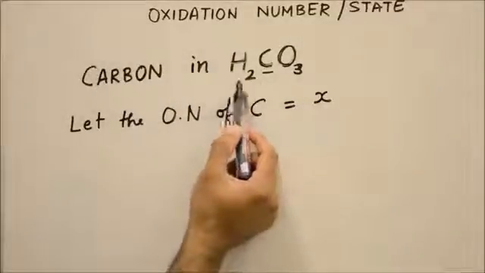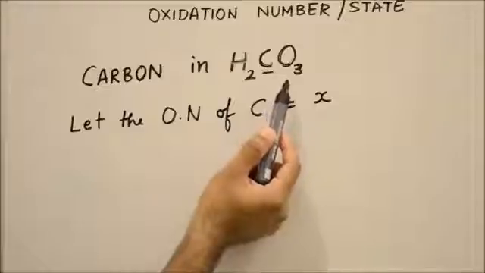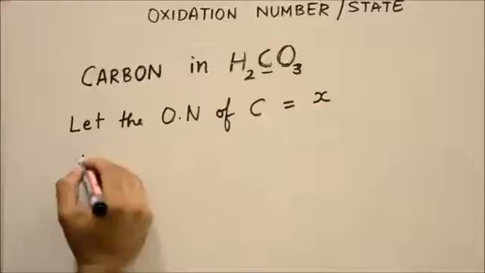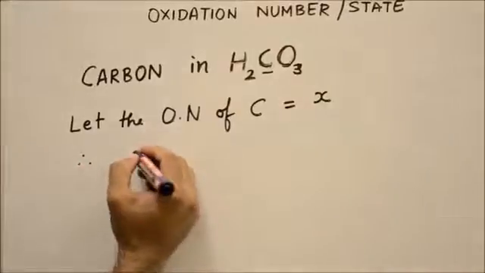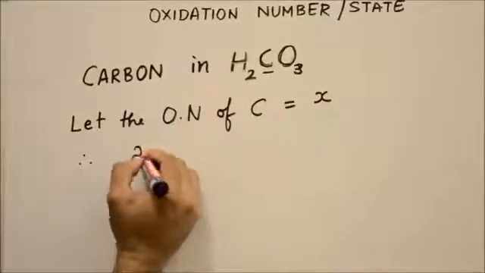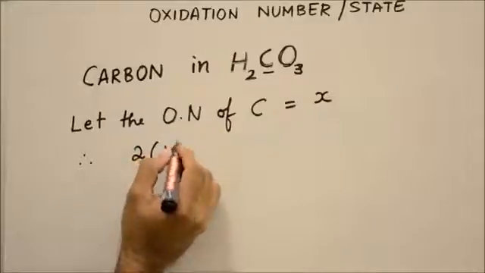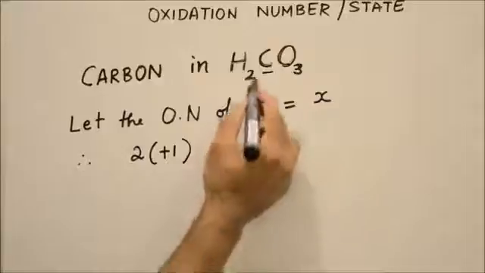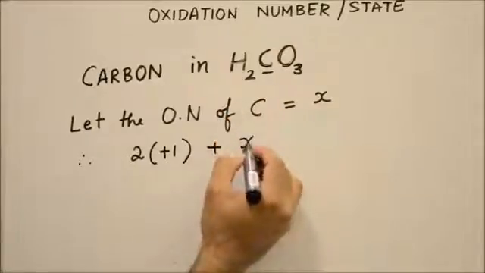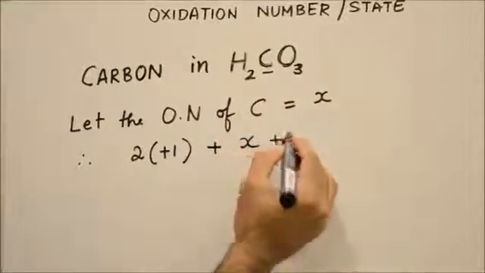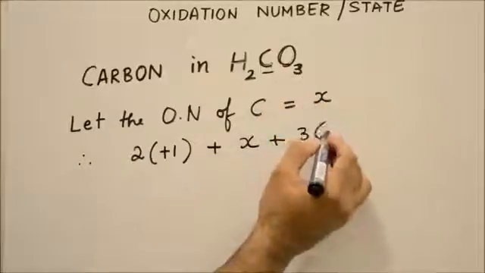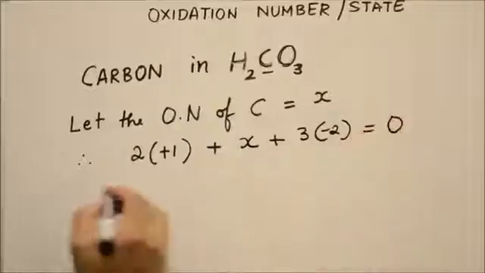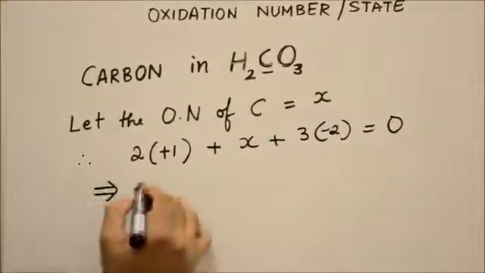We know the oxidation number of hydrogen is plus 1 and oxygen is minus 2, as we have learned in the rules. As we add up the oxidation numbers, this is going to give you 0 because it is not charged. If it was charged, then it would be equal to the charge, but this is not charged. That is why we have to add up. So we have 2 hydrogens, 2 multiplied by the oxidation number of hydrogen as 1, then we have X, the oxidation number of carbon, and 3 oxygens multiplied by the oxidation number of oxygen, that is minus 2.